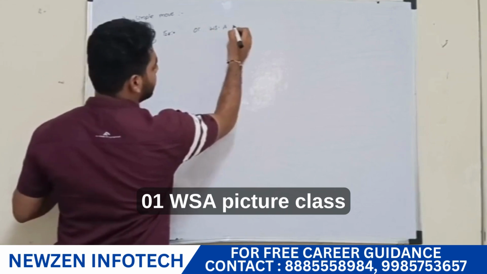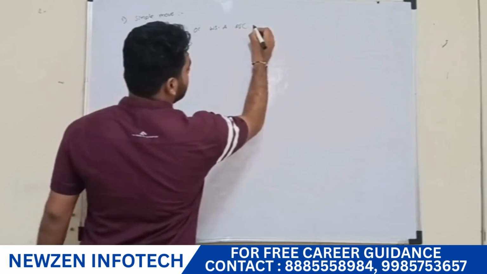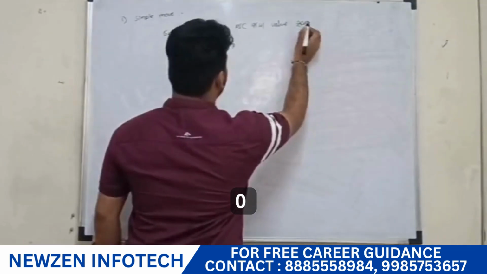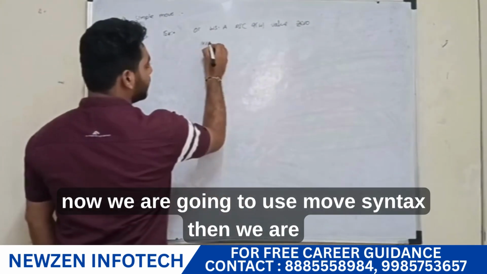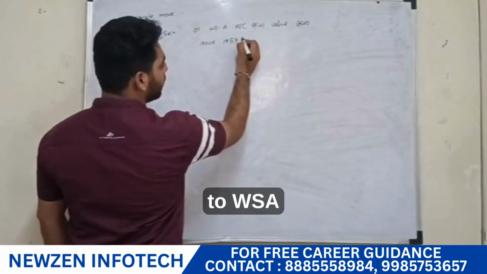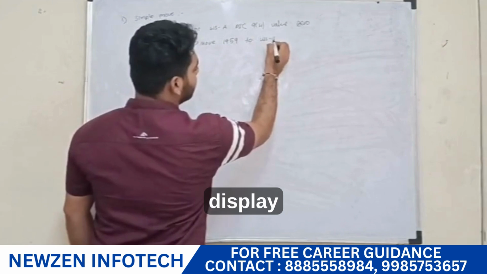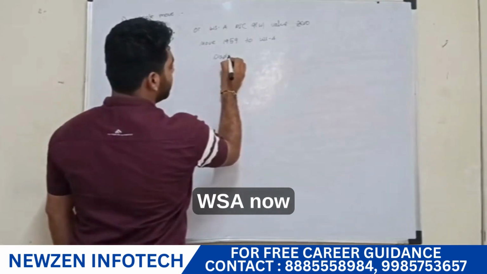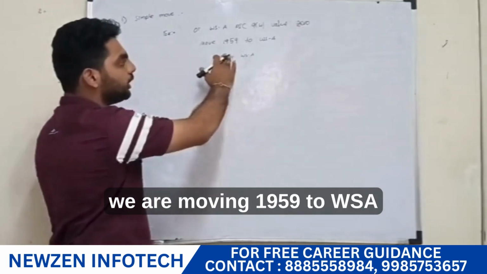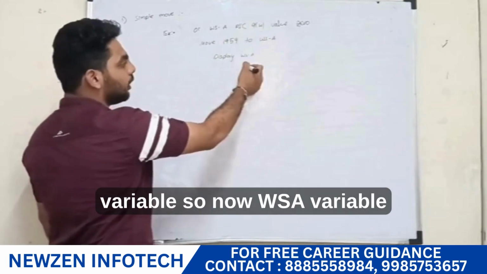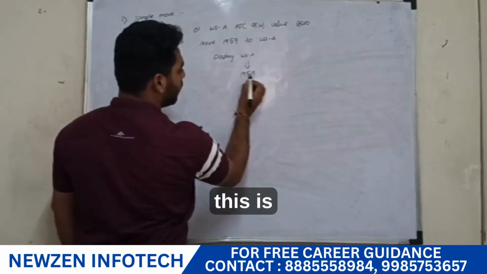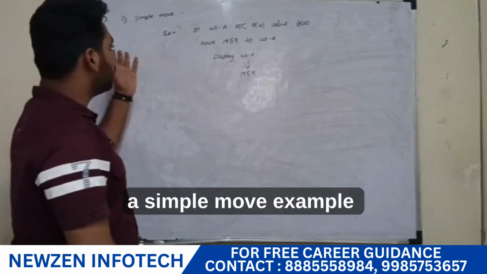01 WSA PIC 9(4) VALUE 0. Now we are going to use the MOVE syntax. Then we are going to move the value 1959 to WSA. DISPLAY WSA. Now we are moving 1959 to the WSA variable, so now the WSA variable value will be 1959. This is a simple move example.